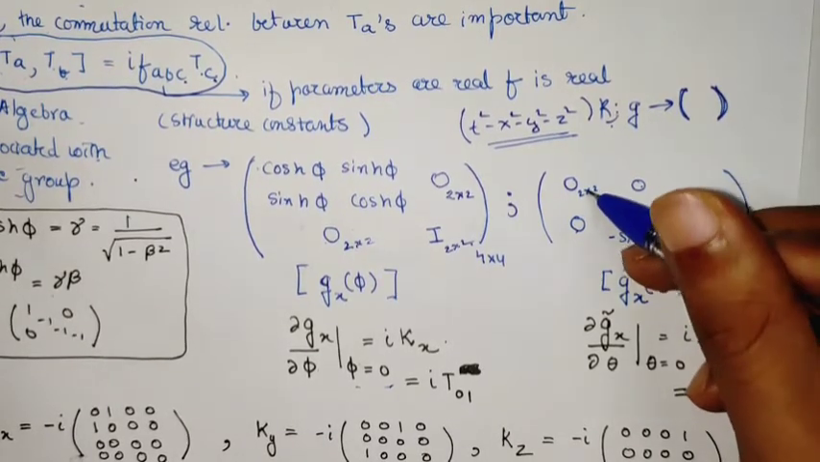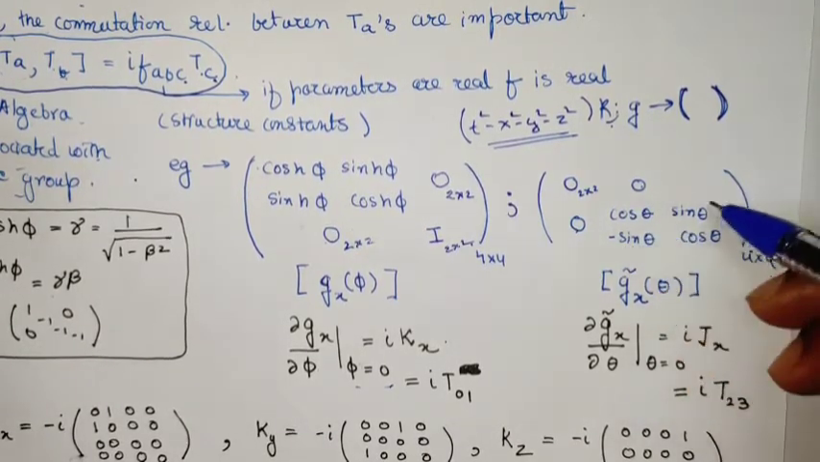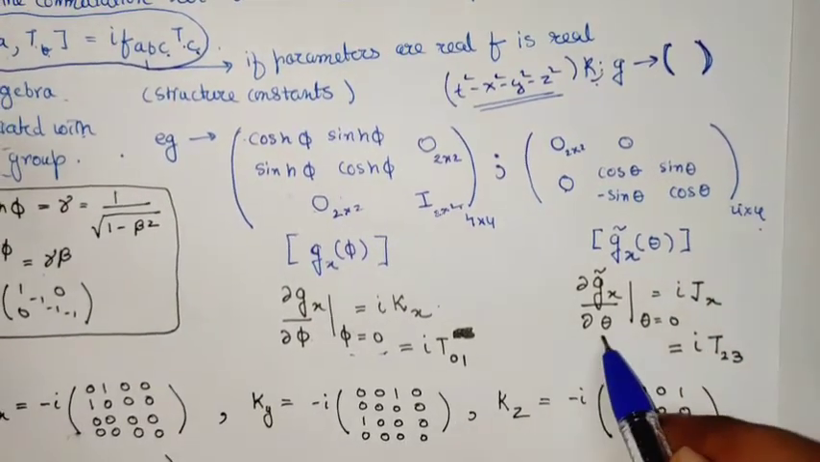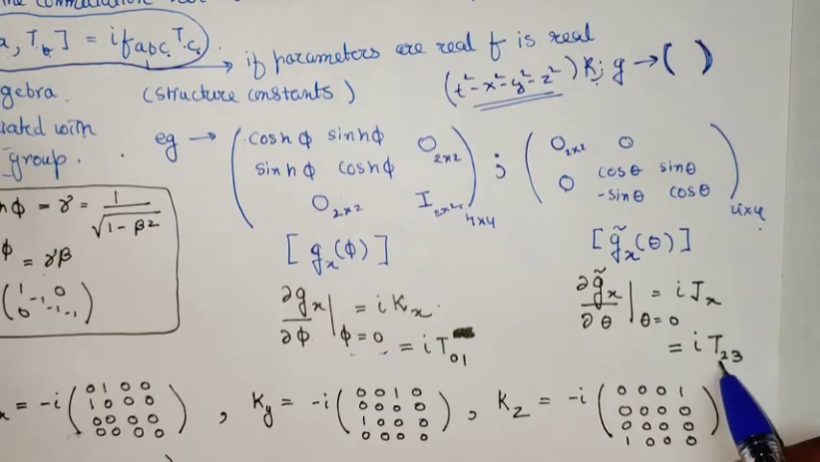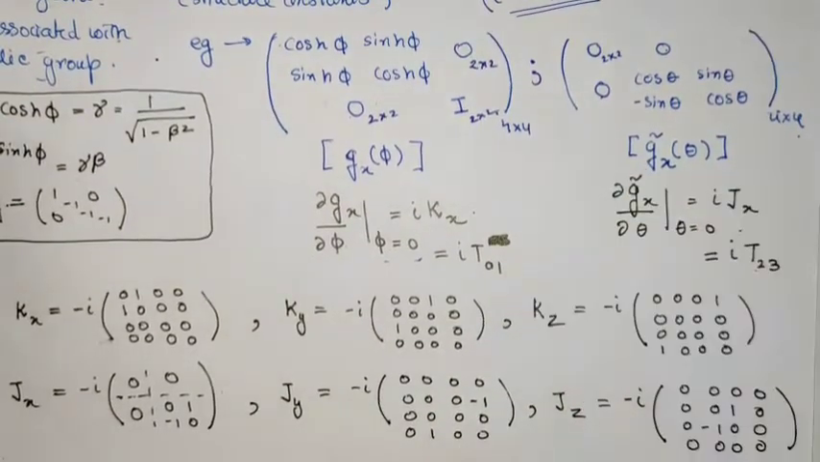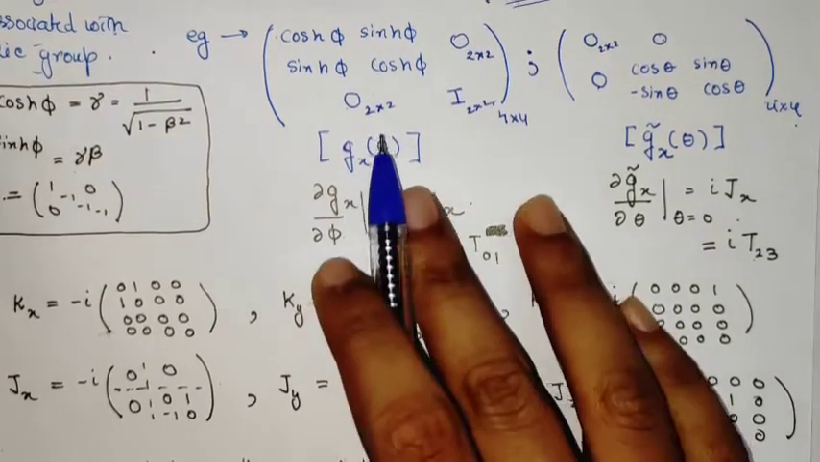So this is a rotation about the x-axis. Again we perform the same differentiation to get the generators. In a similar fashion, we can perform the differentiations of the other boost elements.